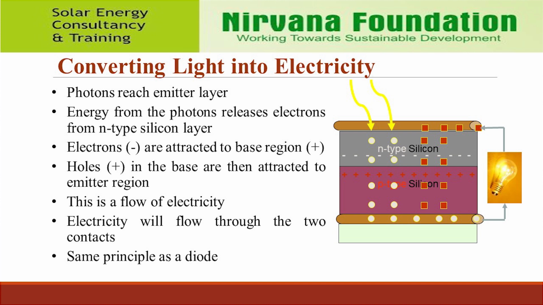Converting light into electricity. Photons reach the emitter layer. Energy from the photons releases electrons from the N-type silicon layer. Electrons are attracted to the base region. Holes in the base are then attracted to the emitter region. This is a flow of electricity. Electricity will flow through the two contacts. Same principle as a diode.